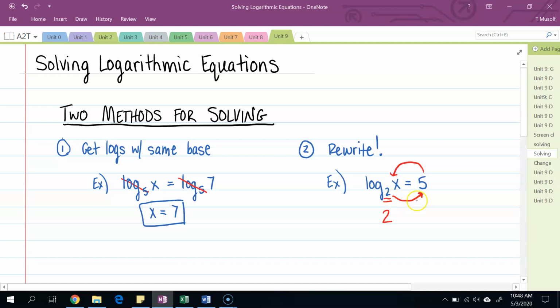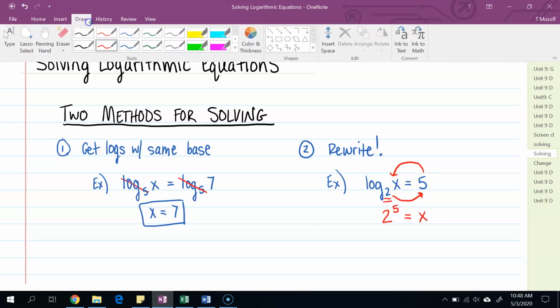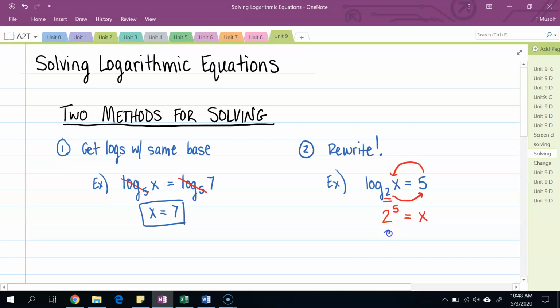So I start with the 2, that means the next number, my exponent, is a 5. And then the answer is what the argument of the log is, so that'd be x. So by rewriting it, now I have 2 to the 5th equals x. And that means x is basically solved for. I just need to figure out what 2 to the 5th is. And 2 to the 5th, that would be 32.